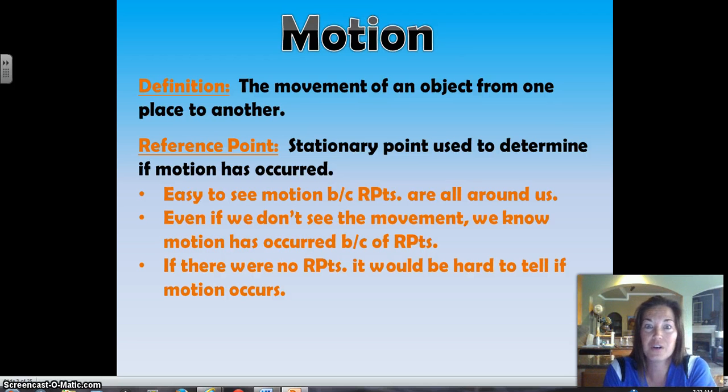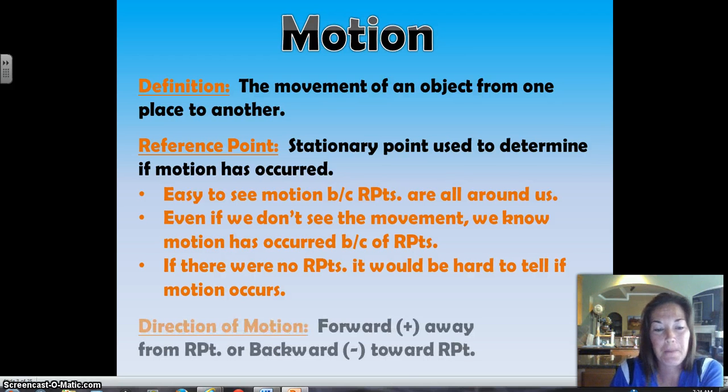I was very, very mixed up in where I was. My orientation was completely off. And that's because I didn't have any reference points, any stationary objects to help me stay oriented. And so reference points are very important, and they help us see that motion has occurred.